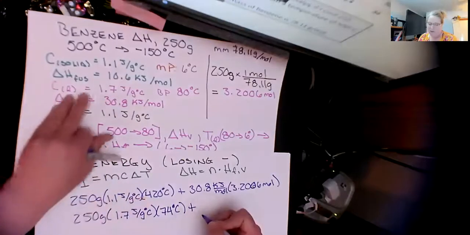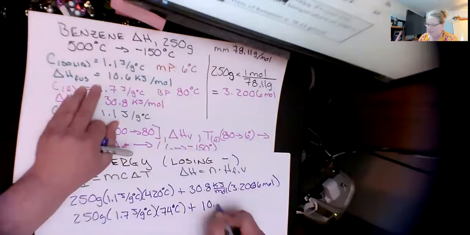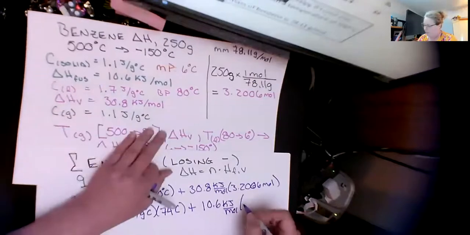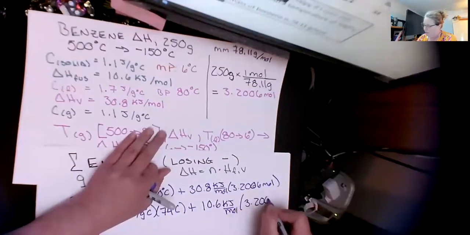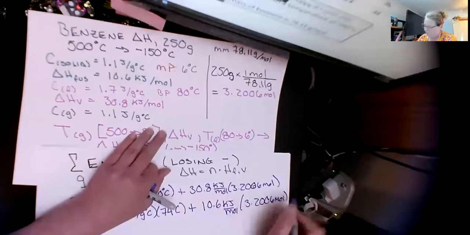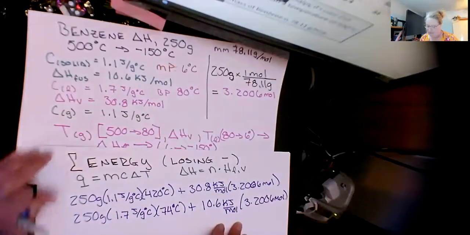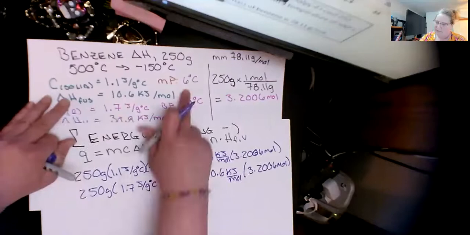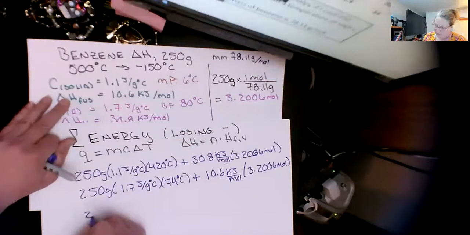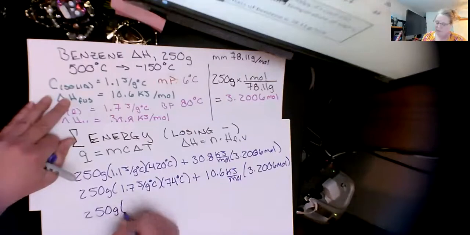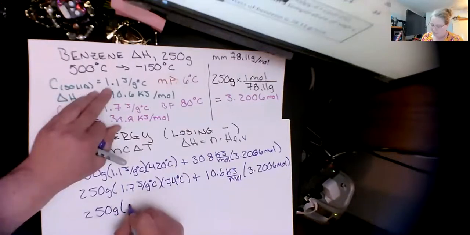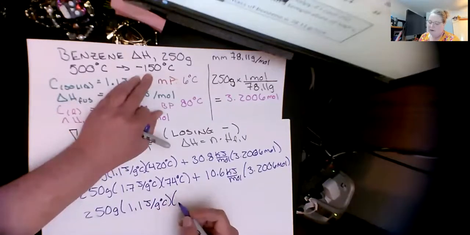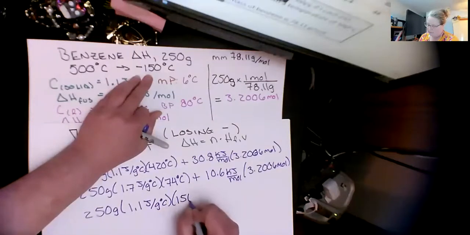Now I need to go into my fusion. So there's my 10.6 kilojoules per mole times, let's see, my 3.2006 moles. So now that's 4 pieces. I have the last piece, which is just to cool the solid. So I have 6 to negative 150. So we've said that's 156. So again, I have my 250 grams times the CP for the solid is 1.1 joules per gram degree C times 156 degrees C.